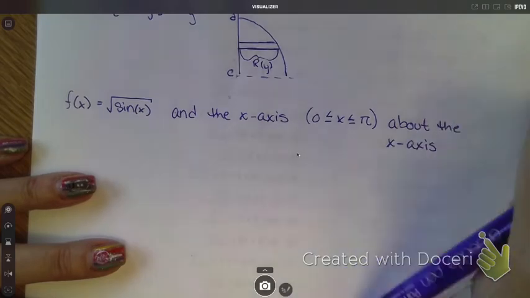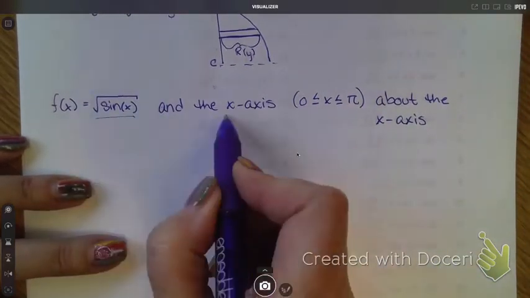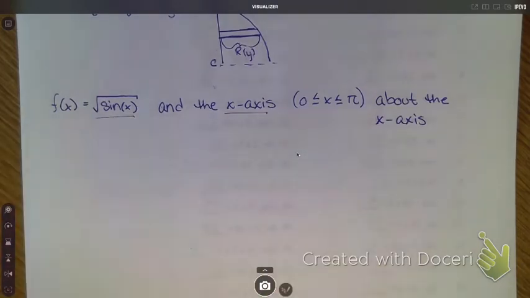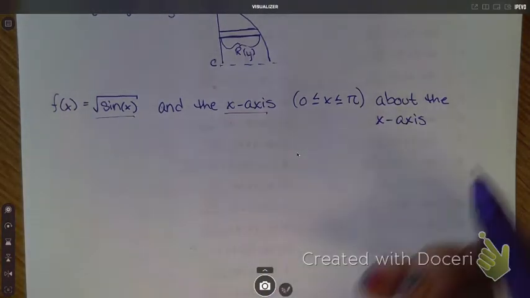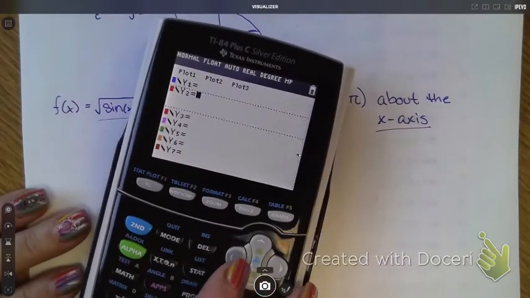Okay, so the first one is the equation, and the x-axis forms your shape. The next one is what we're rotating it about. So we always want to get a picture. If you don't know what something looks like, how can you find out? Put it into your calculator.